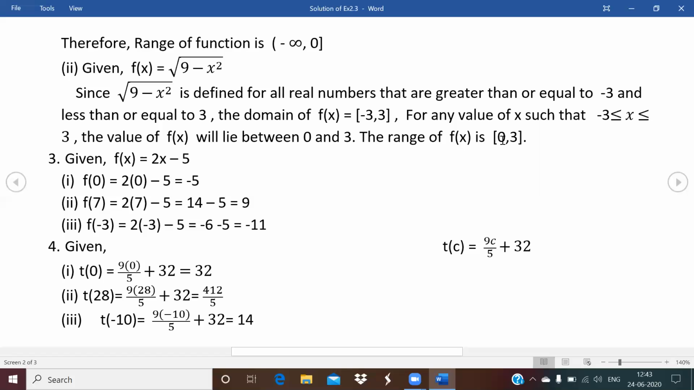How will you get 0? When x is minus 3, whose square is 9, 9 minus 9 is 0, and root of 0 is 0. And when you substitute the value of x as 3, whose square is 9, 9 minus 9 is also 0.